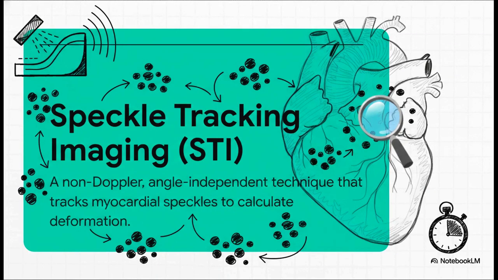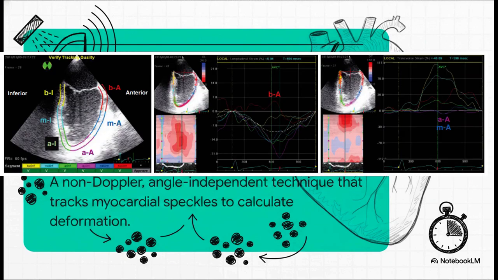Now, remember how I said DTI is so picky about the angle? Well, that led to the development of another amazing technique, Speckle Tracking Imaging, or STI. And this is a real game changer, because it's not a Doppler technique. Instead, the software identifies these little natural acoustic patterns in the heart muscle. We call them speckles. Then it just tracks those patterns frame by frame as the heart moves. By following that constellation of speckles, it can calculate deformation in any direction, making it pretty much angle independent.